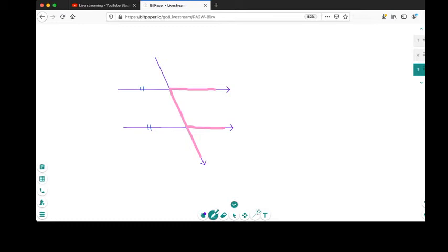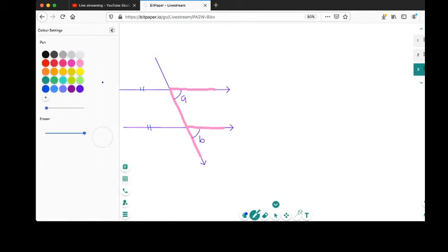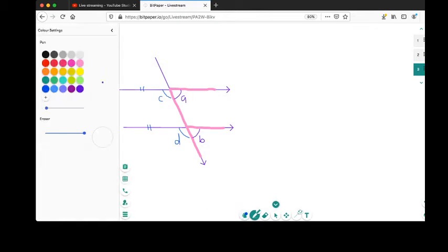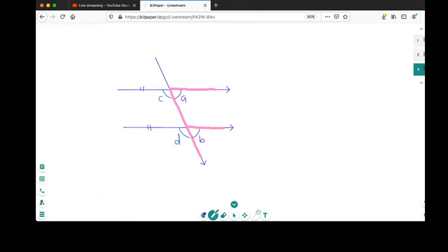So let's say that this here is angle A, and this here is angle B, and then on the opposite side, we have this here as angle C, and this as angle D.